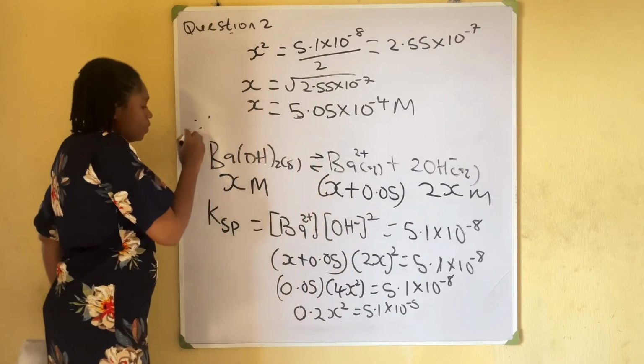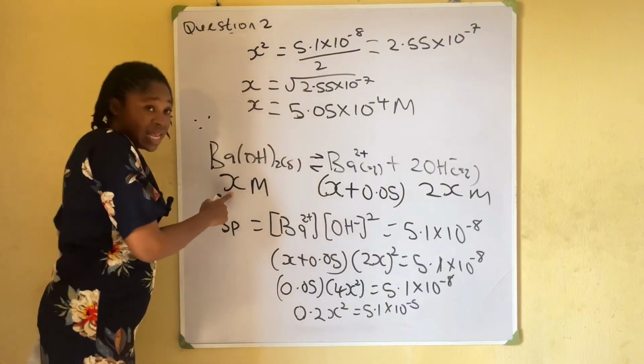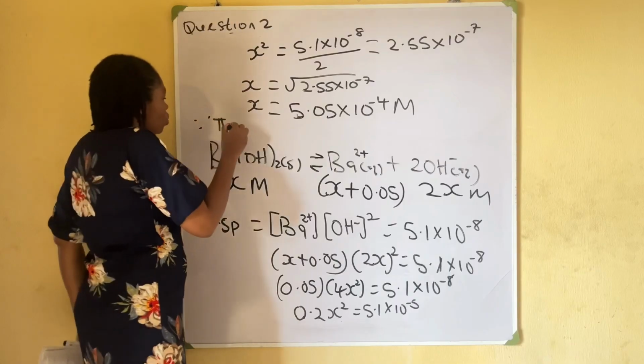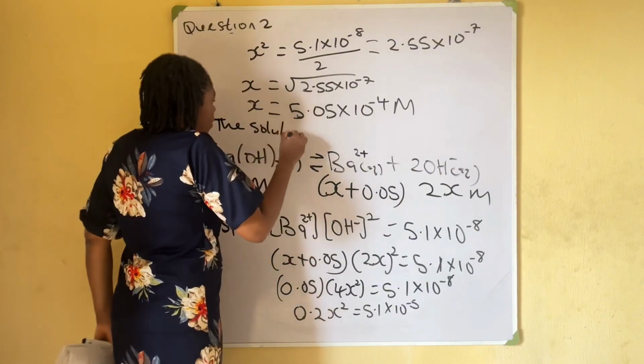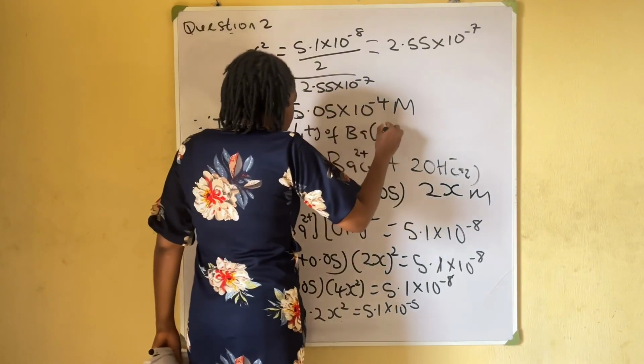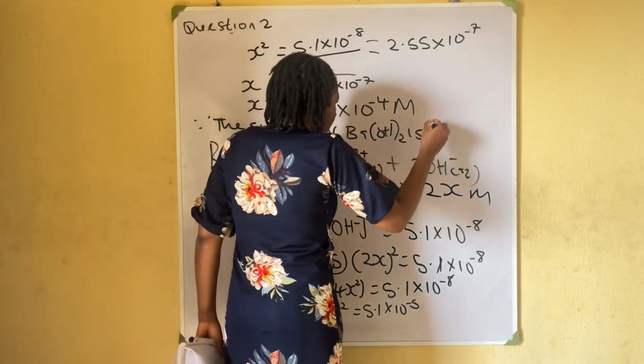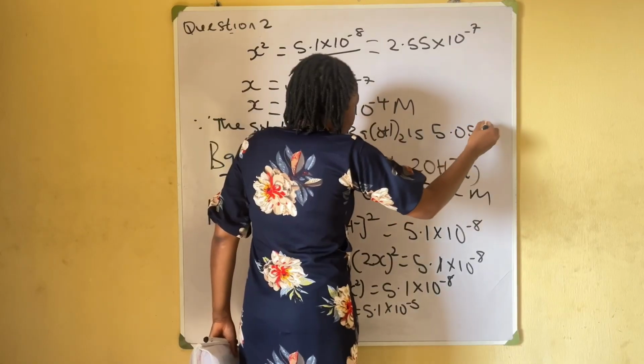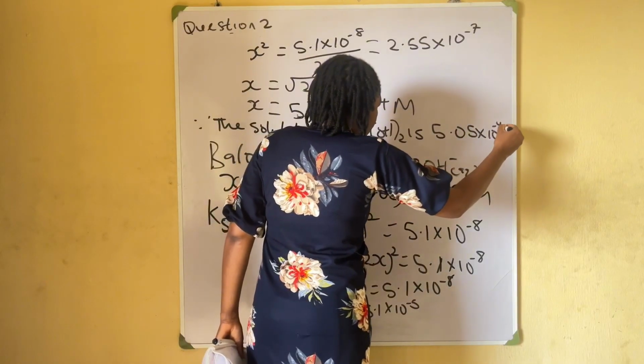So therefore, since the concentration of the barium hydroxide is S, the molar solubility of barium hydroxide is 5.05 times 10 raised to the power minus 4 mole.